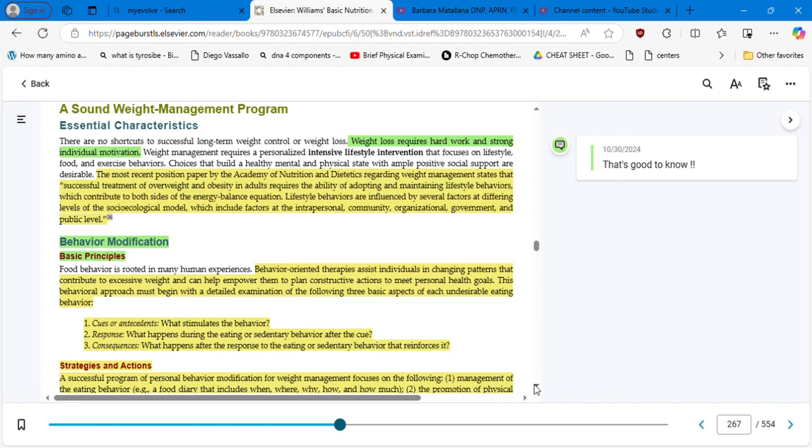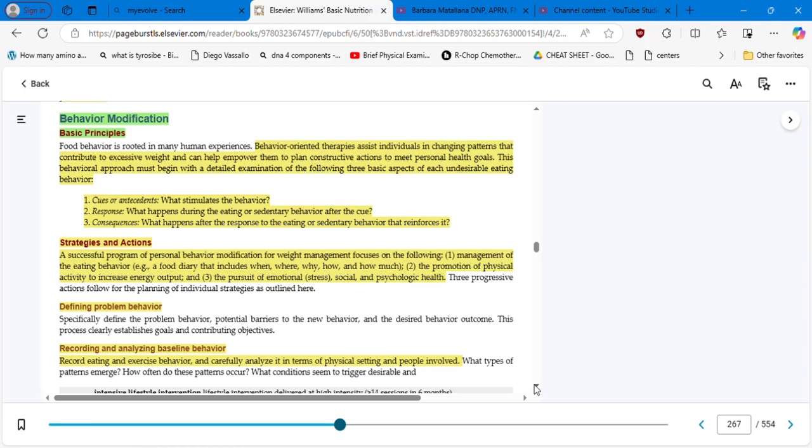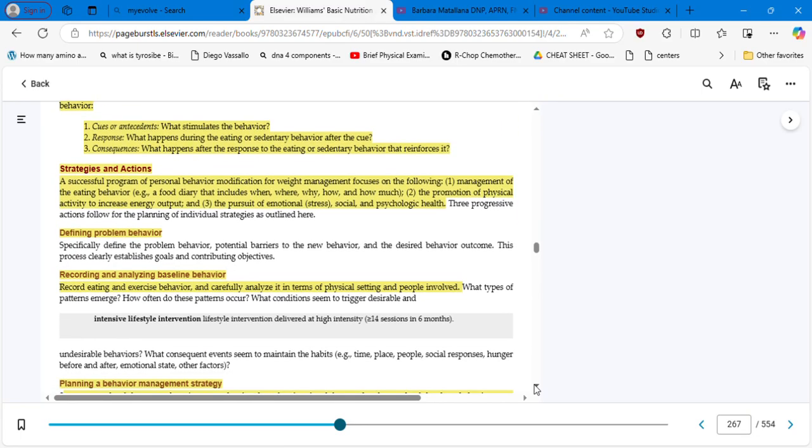So, lifestyle behaviors are influenced by several factors at different levels of the socio-ecological model, which include factors at the intrapersonal, community, organizational, government, and public level. So we have behavior modification, the basic principles. There are three basic aspects of each undesirable eating behavior. One, cues or antecedents, two, the response, and three, the consequences. So we need strategies and actions, right?